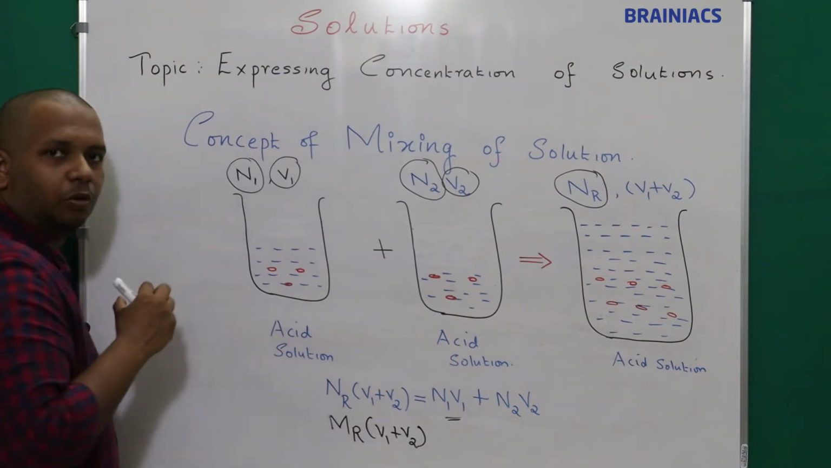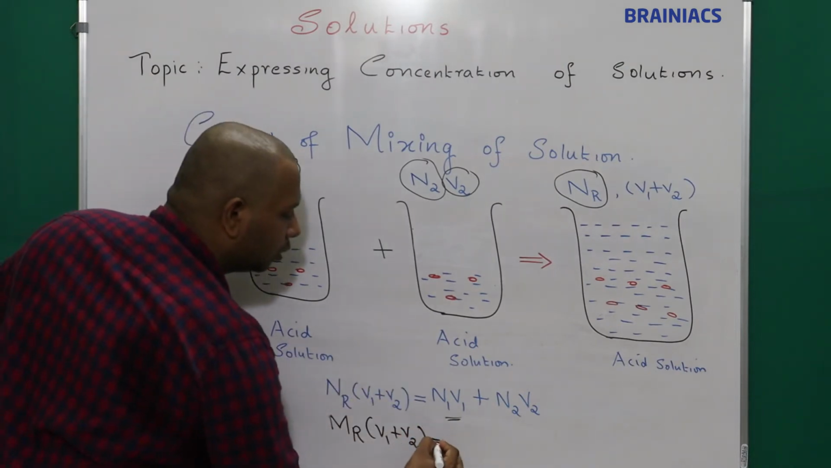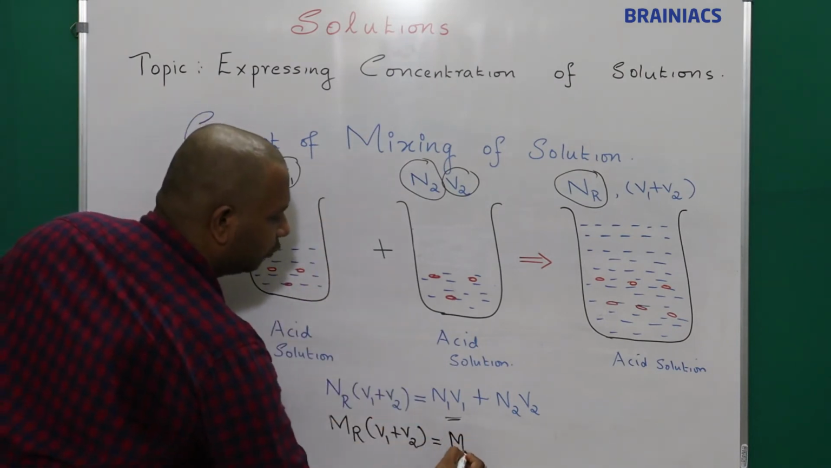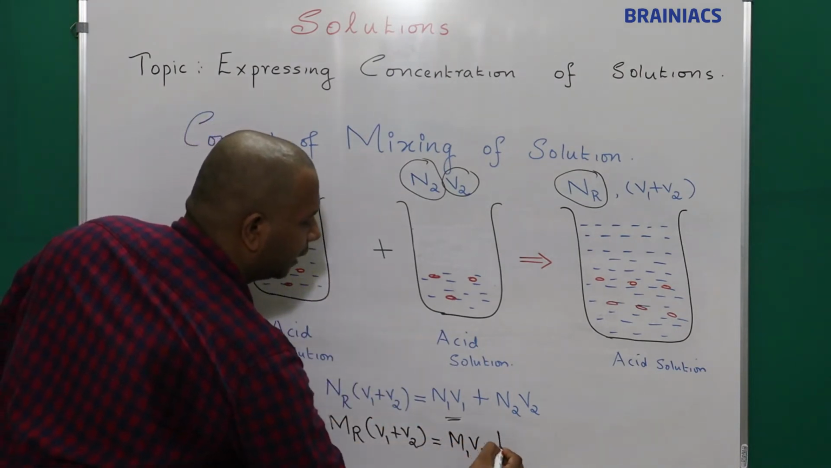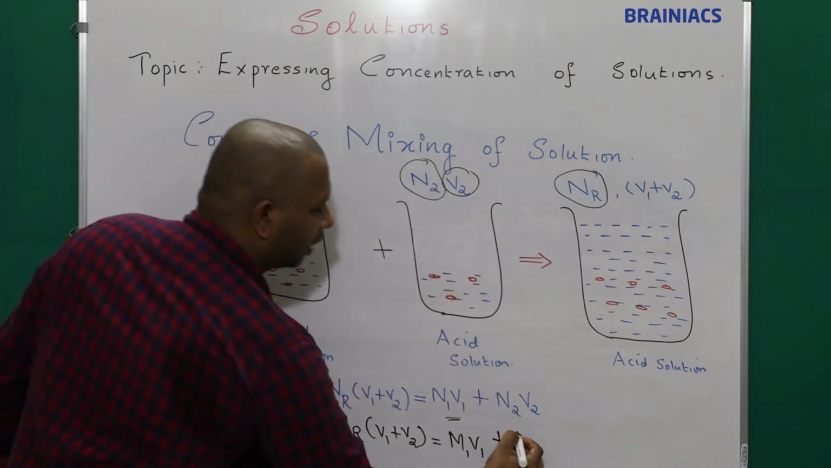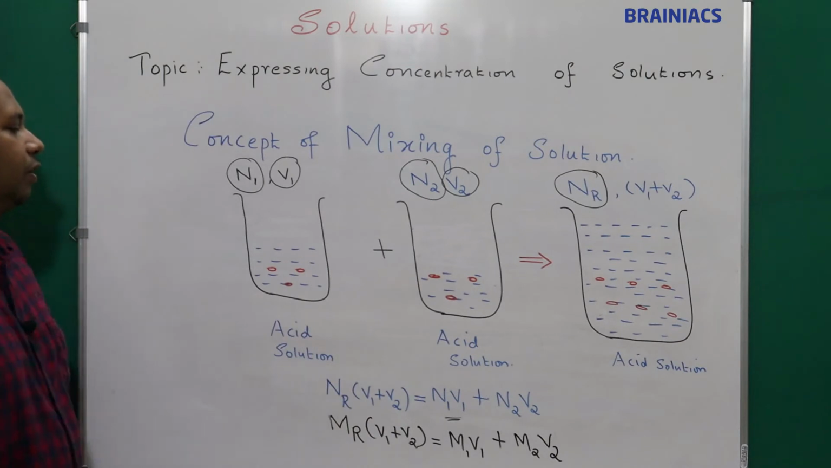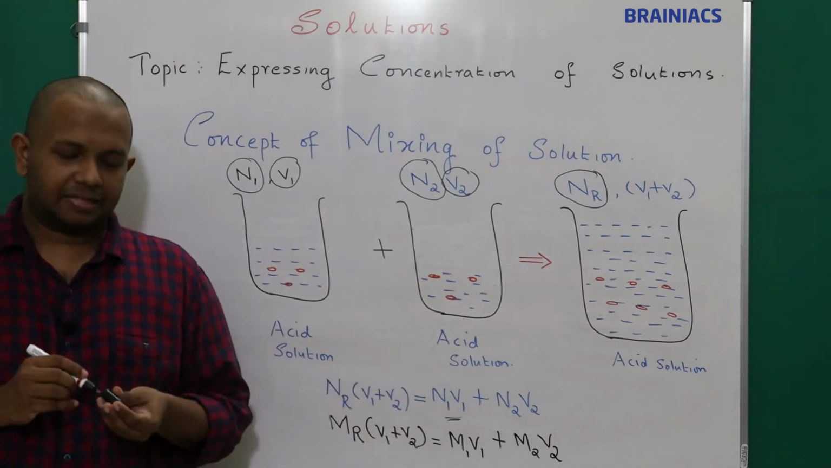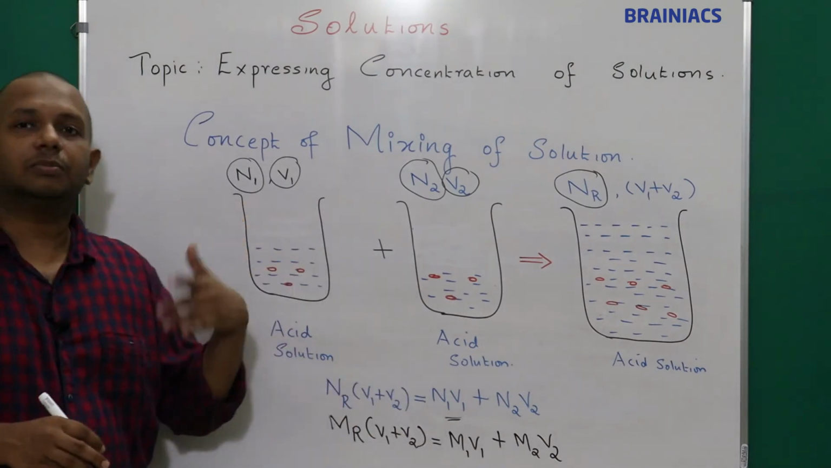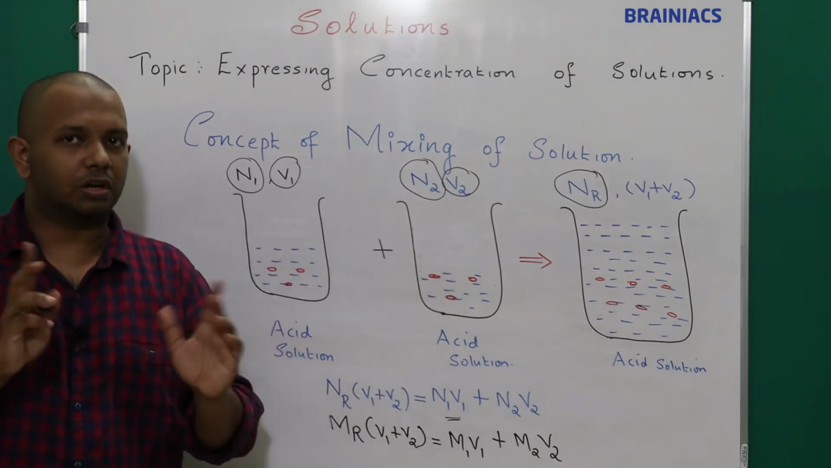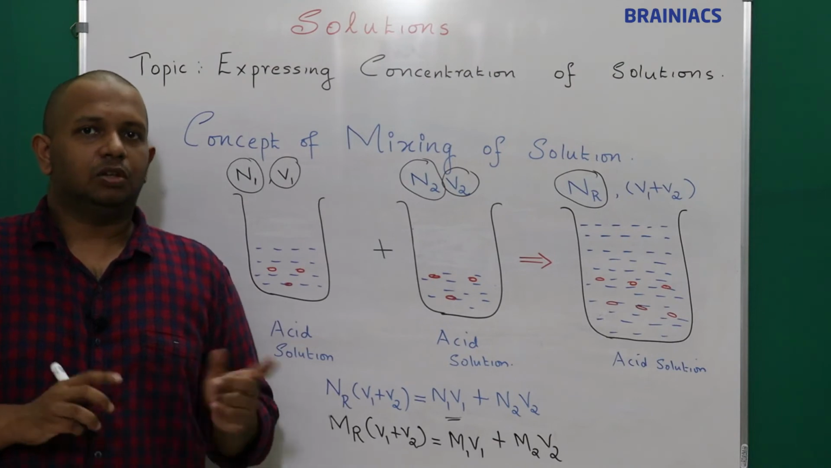This is molarity into volume of the solution. My number of moles of the solute is equal to the molarity of this one, that is M1 V1, plus the second solution's molarity, M2 V2. So this is the other way of representing it, because in the exam they may give the first solution in terms of normality and the second solution in terms of molarity. So you know how to convert normality and molarity to each other.